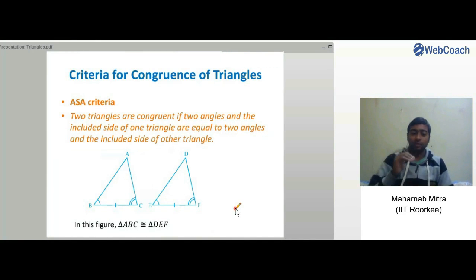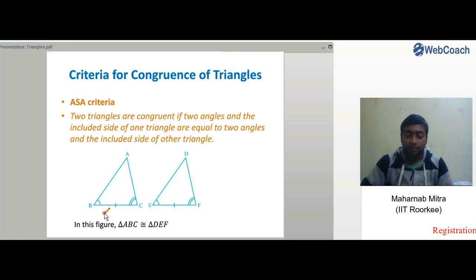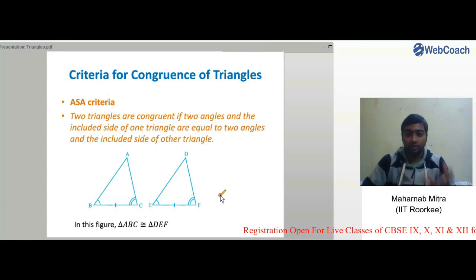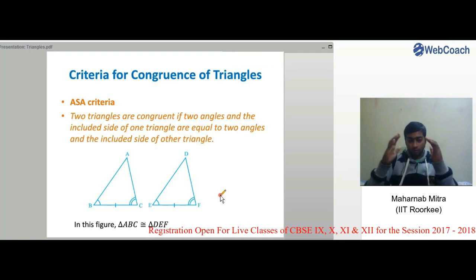For example, the two triangles shown here, triangle ABC and triangle DEF, you can directly see from the figure and tell that these two are congruent to each other. And we have written the names in a similar fashion. Triangle ABC is congruent to triangle DEF. You can see angle B is the same as angle E. Angle C, which is given in double lines, is equal to angle F, which is also given in double lines. And the base BC is equal to the base EF, right?